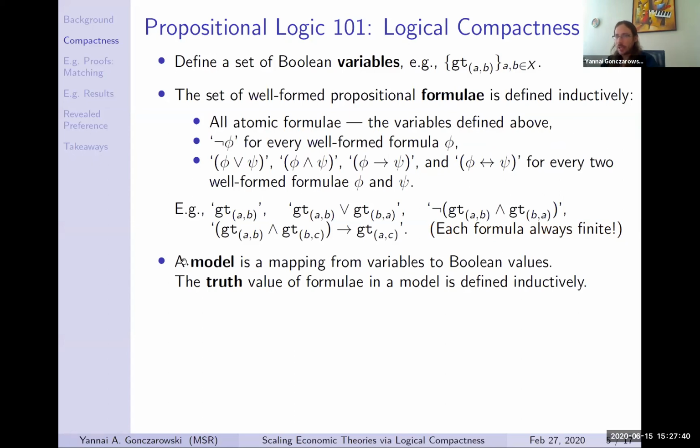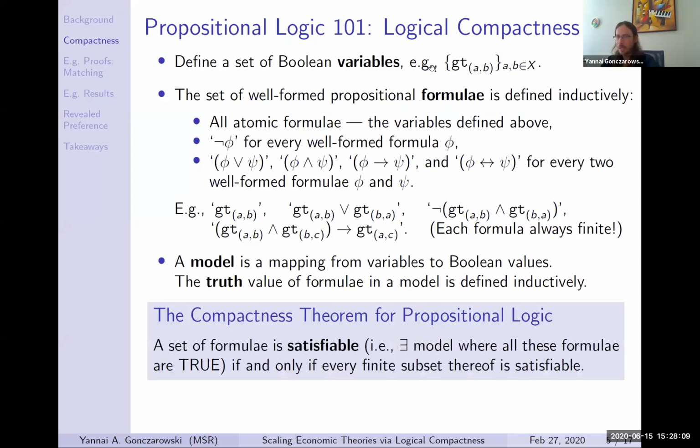Okay, so let's continue. A model is a mapping from variables, the GT(a,b) guys, to Boolean values. And the truth value of a formula in the model is defined inductively. So a model basically tells us which of the atomic formulas hold. And then if one holds and the other doesn't hold, their disjunction holds, but their conjunction doesn't hold. And if something holds, then its negation doesn't hold, and vice versa.